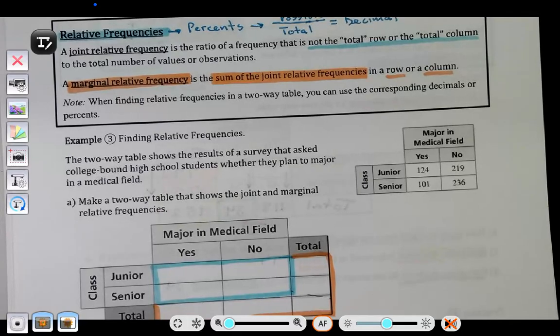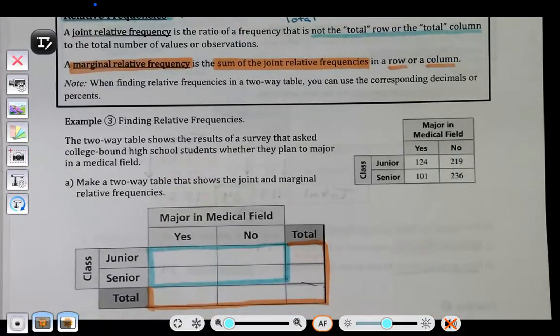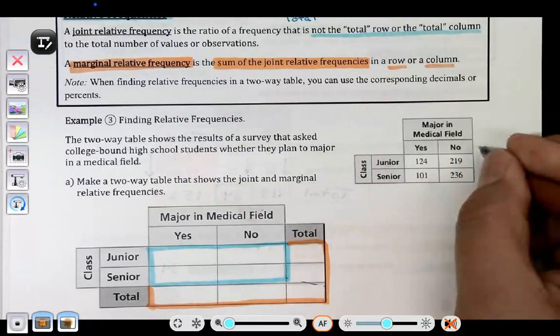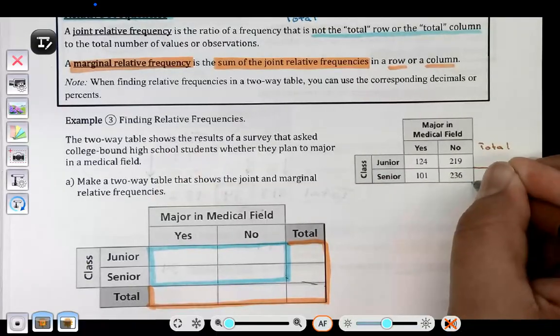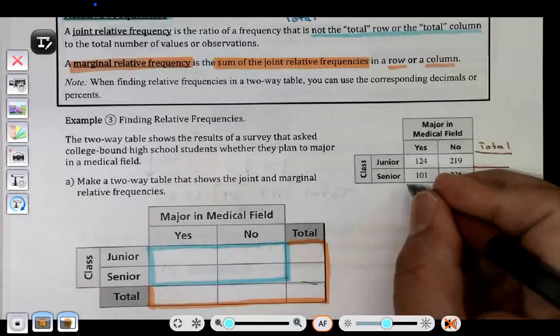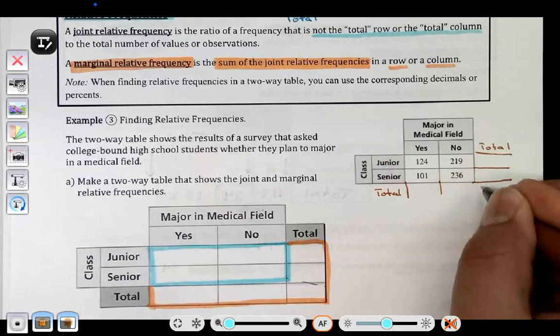So here's the best way to show you. The best way is with an example. Okay? A two-way table shows the results of a survey that asked college-bound high school students whether they plan to major in a medical field. So here's the juniors, here's the seniors, but here's what we need. We need a total. All right, we'll start adding, but then I'm going to need a total here. So you see, you still need this. You just have to stretch it out yourself.